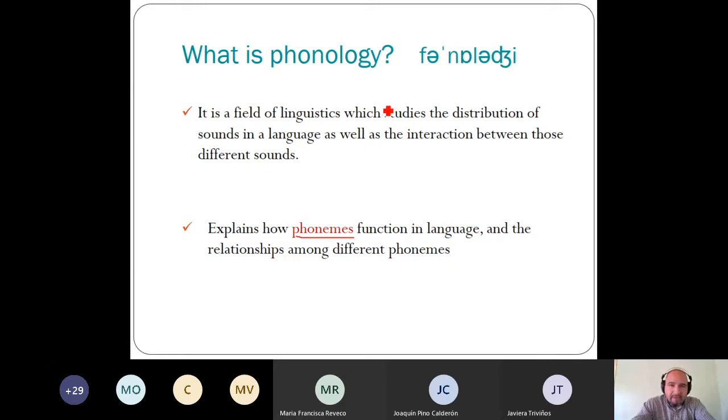So English phonology deals with these possible combinations in the English language. We have an English phonology, we have a Spanish phonology, we have a Chinese phonology, French phonology, Italian phonology, because each phonology deals with specific features of a language and the way that the sounds interact with each other in each specific language.